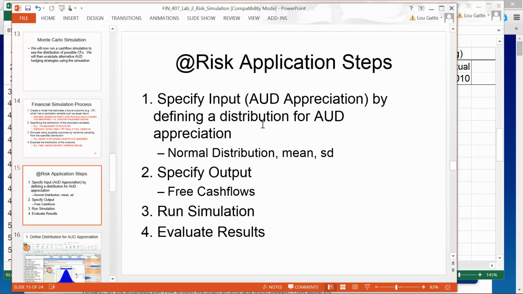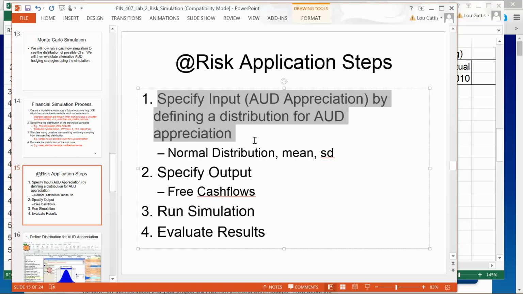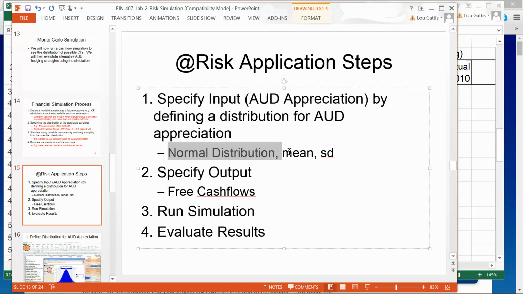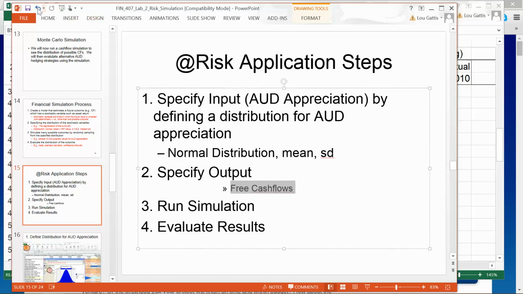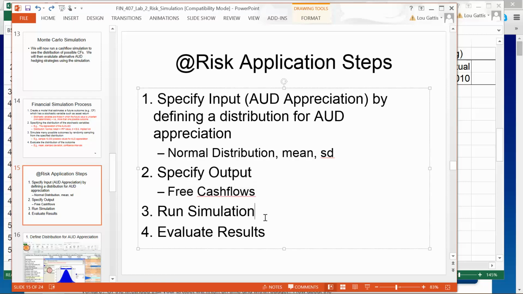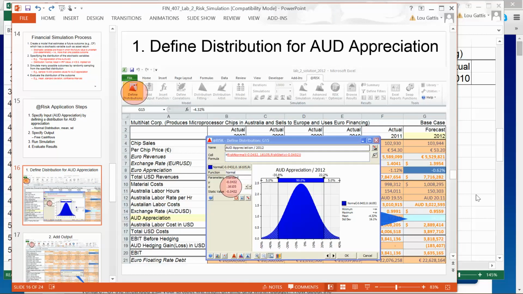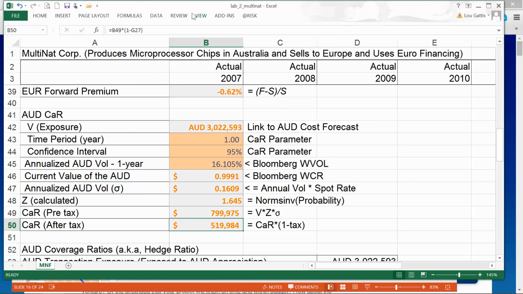So in @RISK, the steps we're going to use are we're going to define the input for @RISK, and that input is the appreciation of the Aussie. Give it a distribution, normal, specify the mean and standard deviation. Specify an output, which is the free cash flow. Run the simulation, and then we'll look at the results. So let's go to our model.